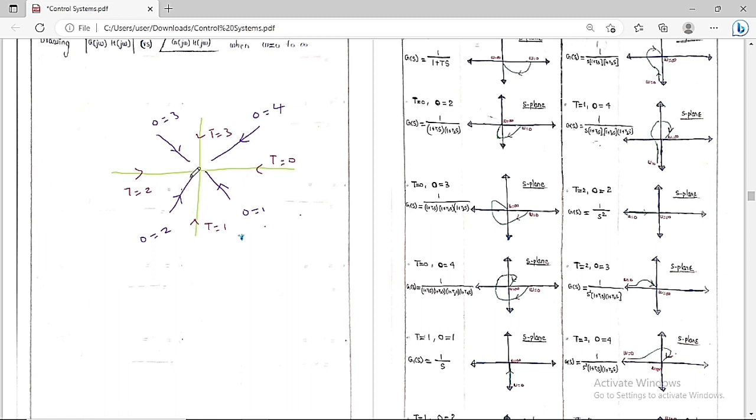It will go in this direction. So you can see clearly, it will go like this, straight forward. In a straight line we are going to get it like this.